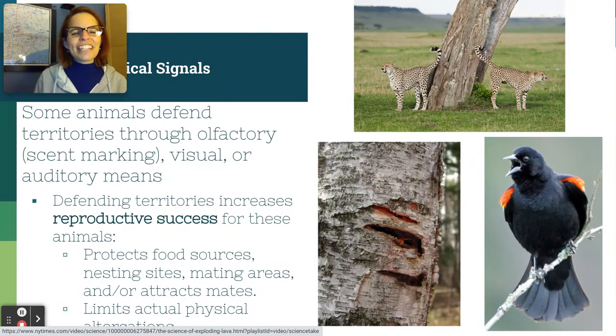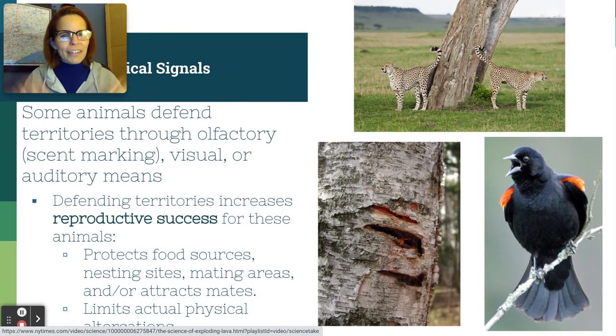All right, continuing with chemical signals. My picture's in the way where it says chemical signals. Some animals defend territories through olfactory means, through scent marking. That's what the cheetahs are doing. They're peeing on the tree there. Visual, so look at the tree and it has claw marks on it. That's actually from a bear. Or auditory means, so in that case, the red-winged blackbird is staking out his territory. And it is a he because you can tell by the red patches on his shoulders. He's staking out his territory by using sound, auditory means.